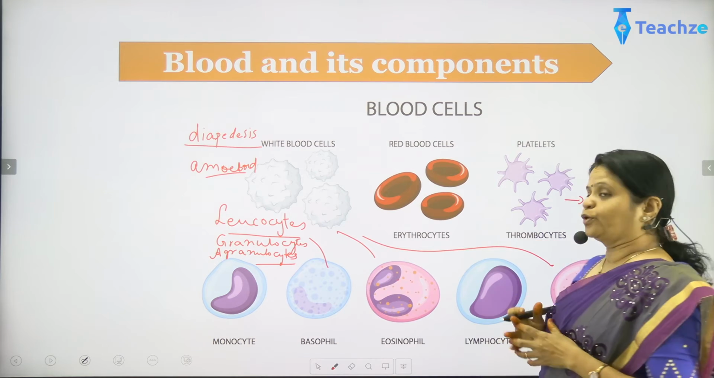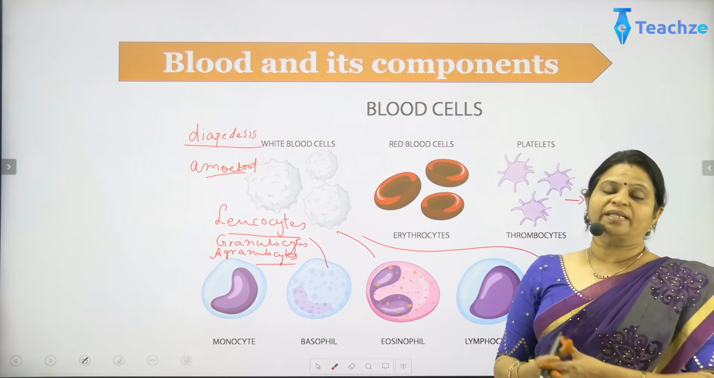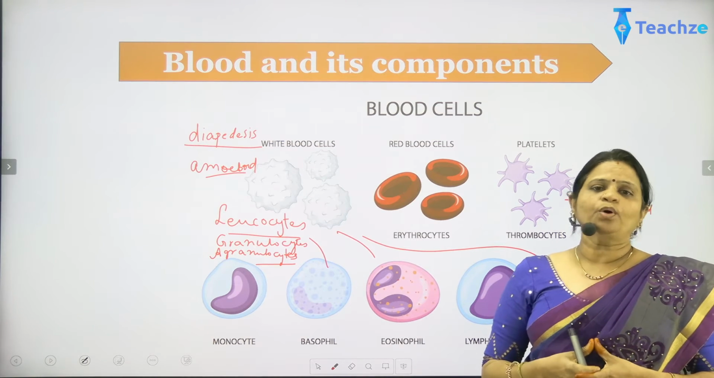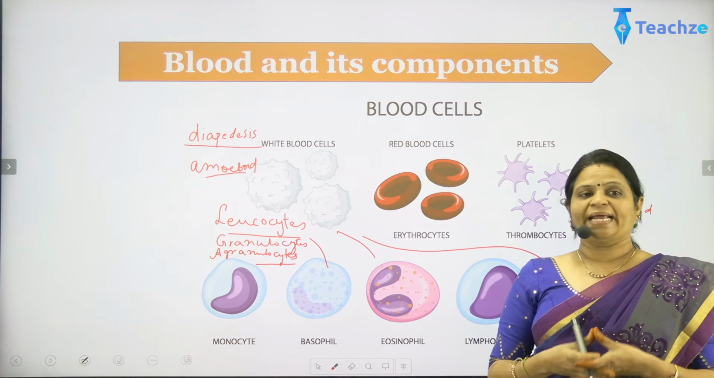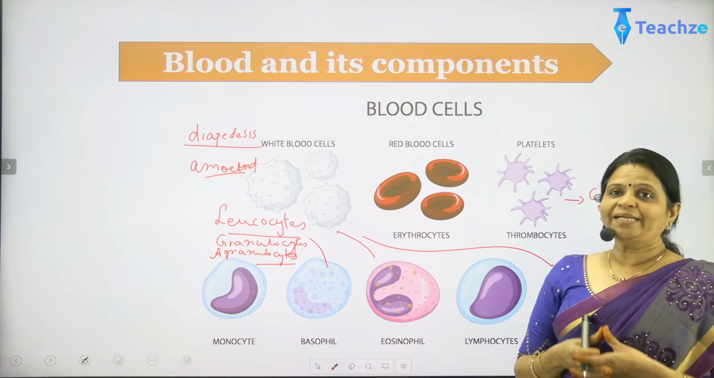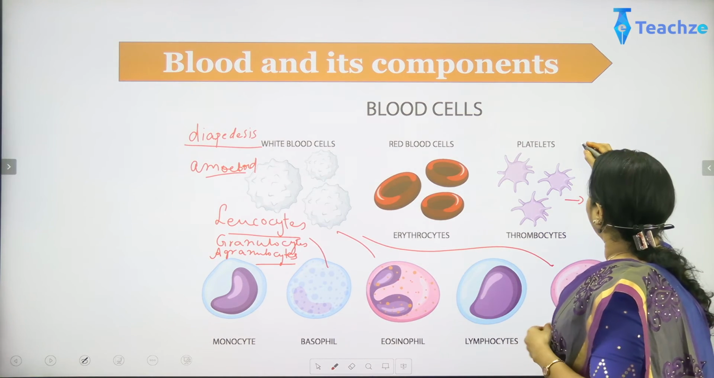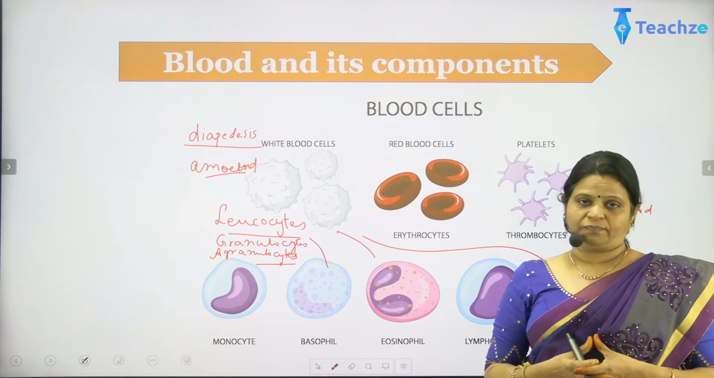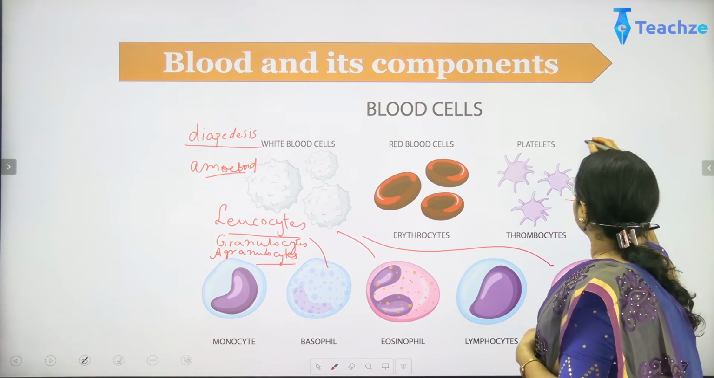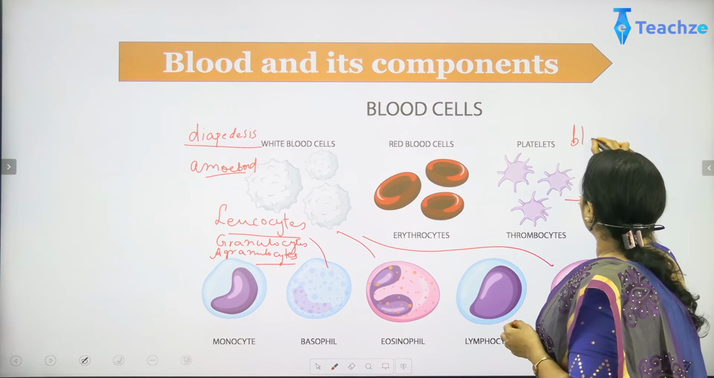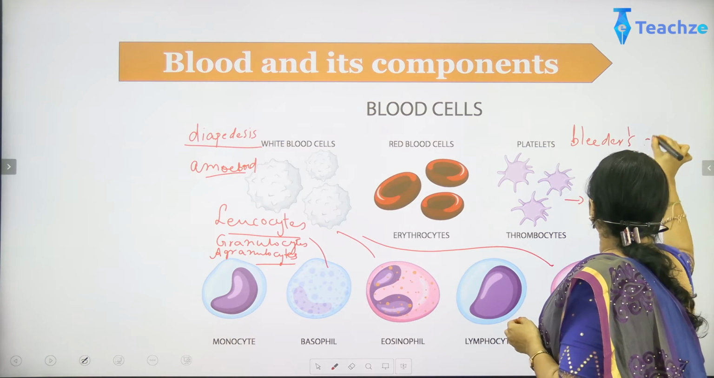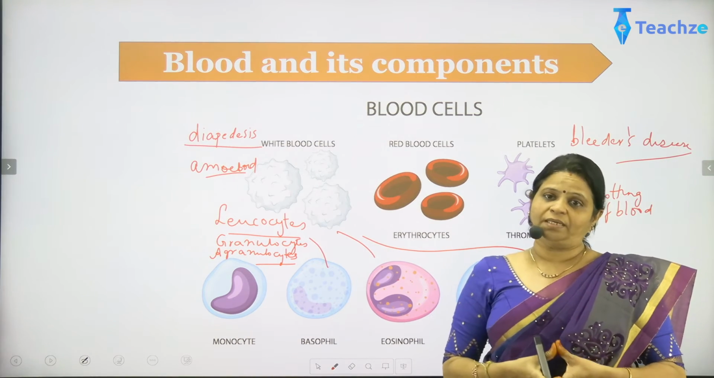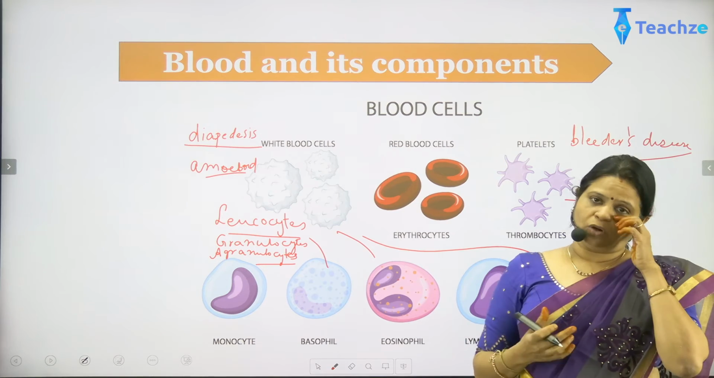Now, thrombocytes, or platelets, whatever name you give, are useful in helping to clot the blood immediately, within a minute's time. Now, what will happen if the blood doesn't clot? You all know it ends up losing a lot of blood, and it happens in a condition where there is a deficiency of vitamin K. Vitamin K is very, very important as a clotting factor. The people who cannot have this clotting factor have a disease called bleeder's disease. This bleeder's disease is because vitamin K and other clotting factors are missing from the blood.